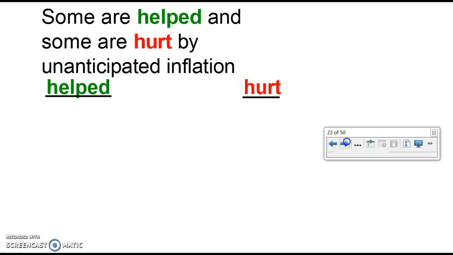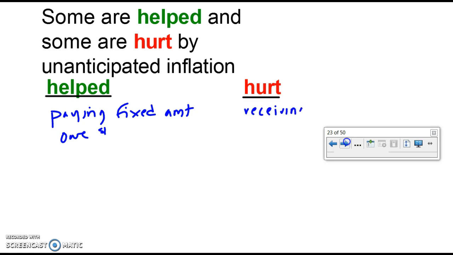So people who are paying some kind of fixed payment, who owe money, those people are going to be helped by inflation. And I'll explain why in just a second. People who are receiving any kind of fixed payment, or people who are not owing money but people who have lent money, are going to be hurt.